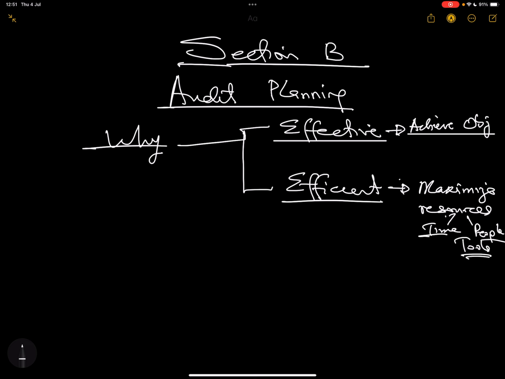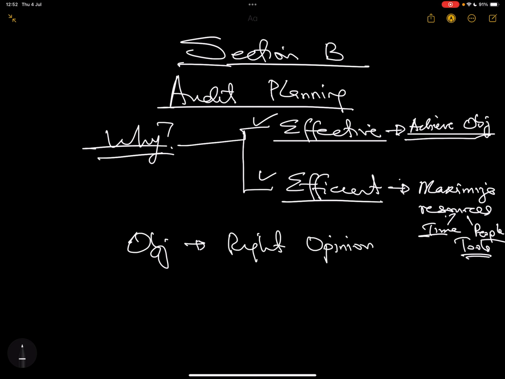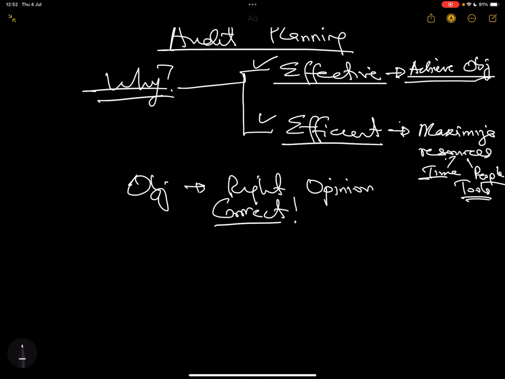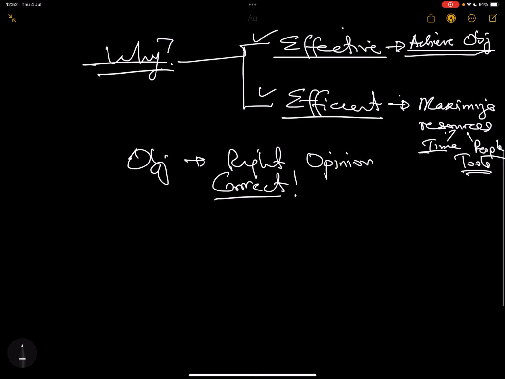So these are all the things you need when you are planning an audit. And we'll go into the details of what audit plan is all about. But let's just peel the concept gradually so you can understand. So this is why we have to plan an audit, because we want to be efficient and effective. When we talk about effectiveness, we say we want to achieve our objective, and the objective is to issue the right opinion, which means correct opinion. So this means that there is a possibility that we might issue a wrong opinion if we don't plan very well. And that takes me to what audit risk is all about.